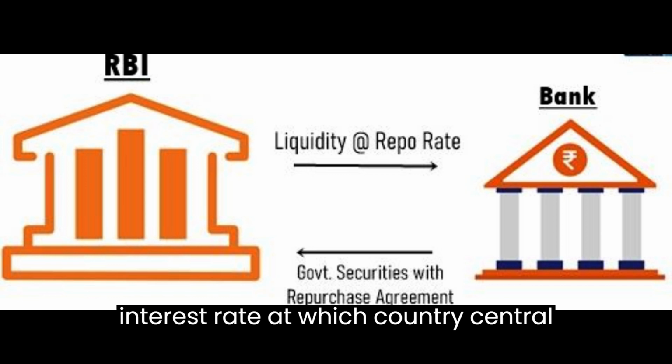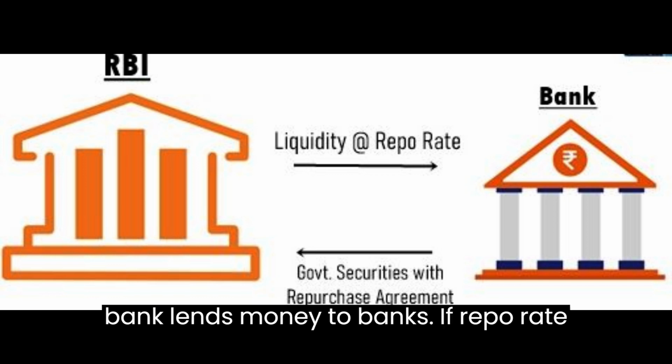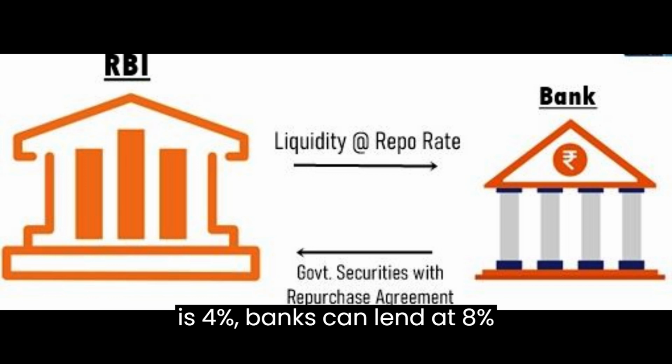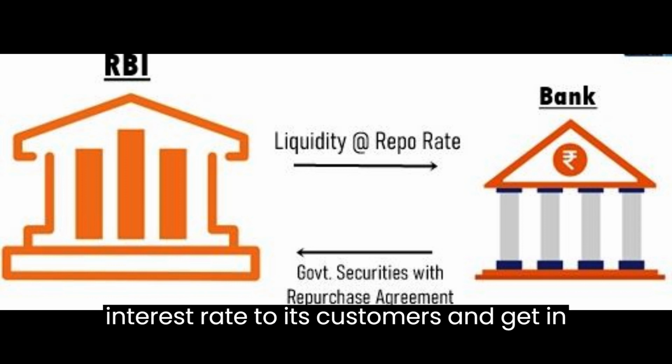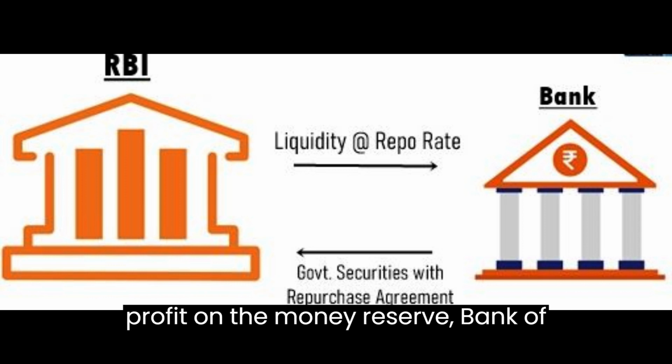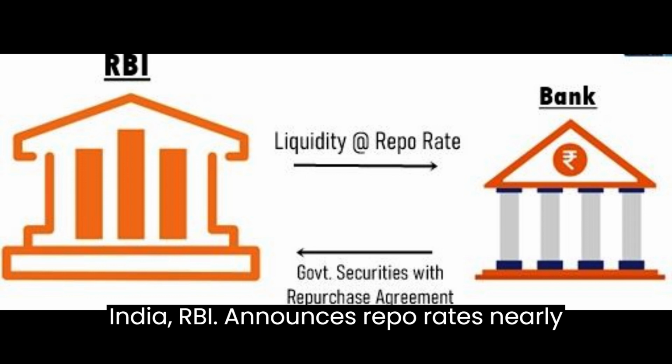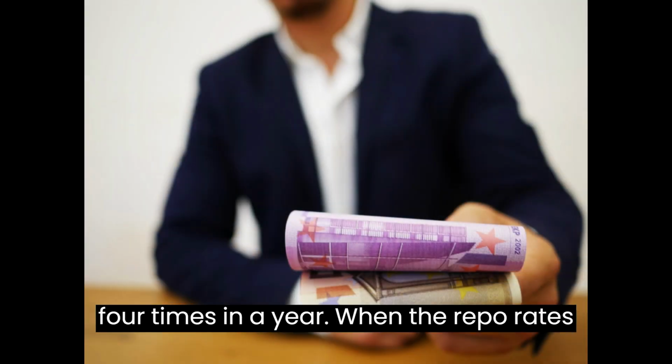It is the interest rate at which the country's central bank lends money to banks. If the repo rate is 4%, banks can lend at 8% interest to their customers and make a profit on the money. The Reserve Bank of India, RBI, announces repo rates nearly 4 times in a year.